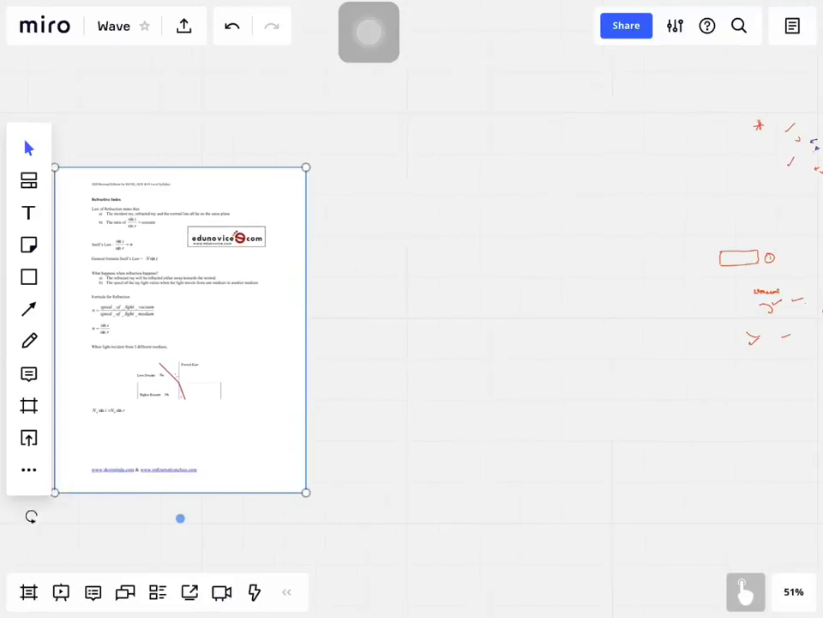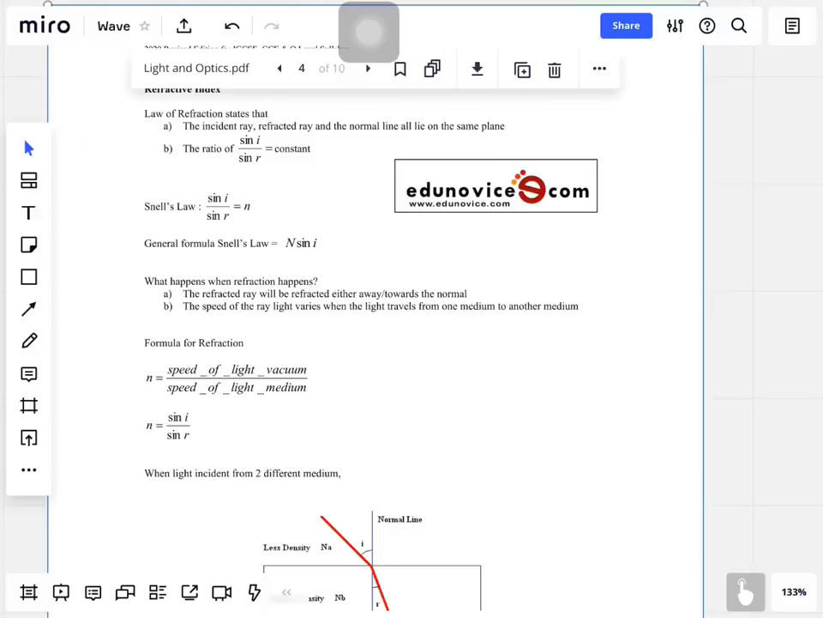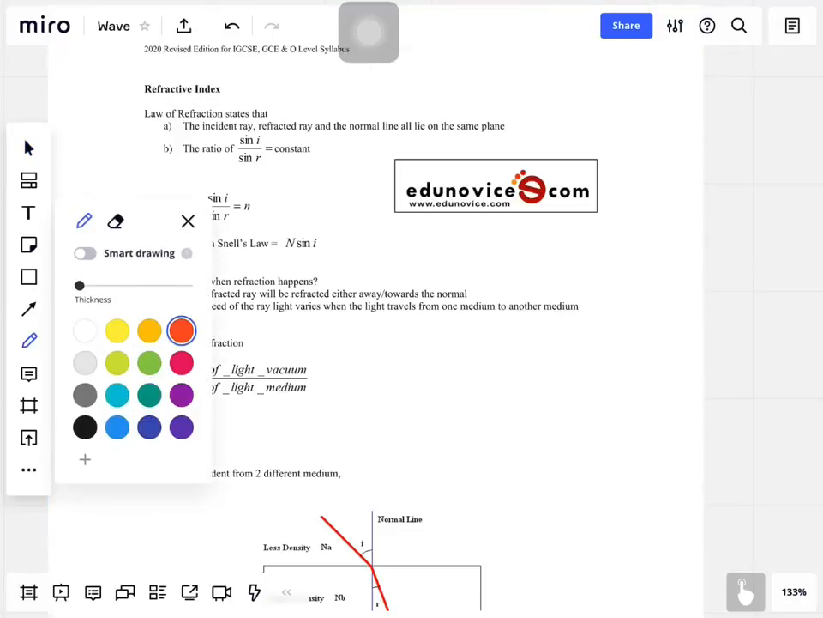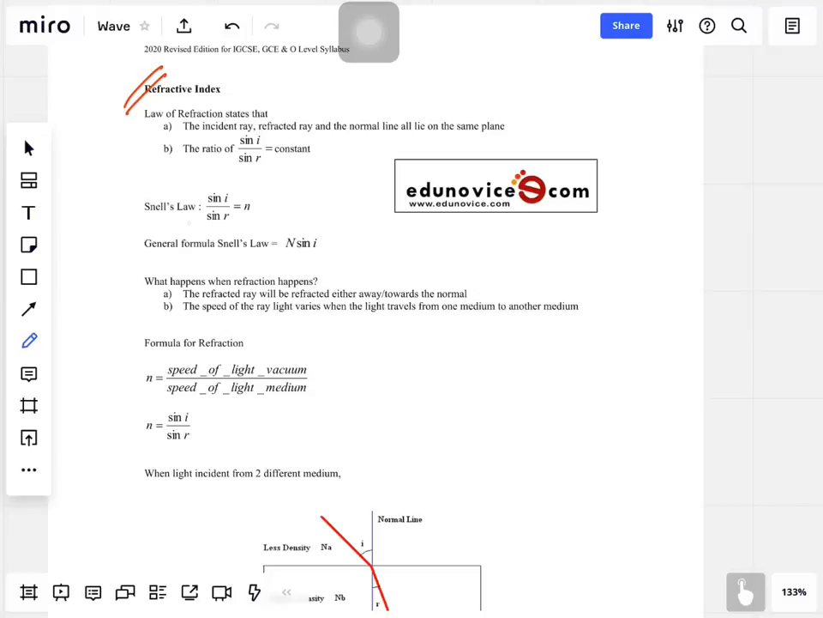So this basically illustrates more and tells us more about the refractive index. The law of refraction states that, number one, and this is really important, I want you to remember this: the incident ray, the refracted ray, and the normal line all lie on the same plane. This is the first law, very similar to the law of reflection. The second law: the ratio of sine i over sine r is always constant. That's Snell's law that I told you just now. When refraction happens, the refracted ray will be refracted either towards or away from the normal. The speed of light varies when the light travels from one medium to another medium.